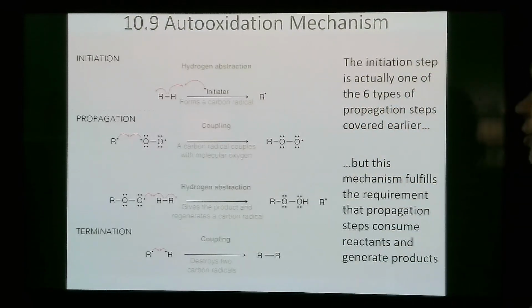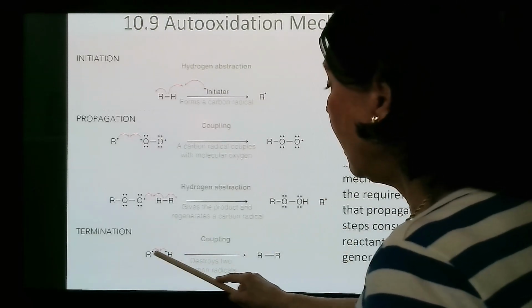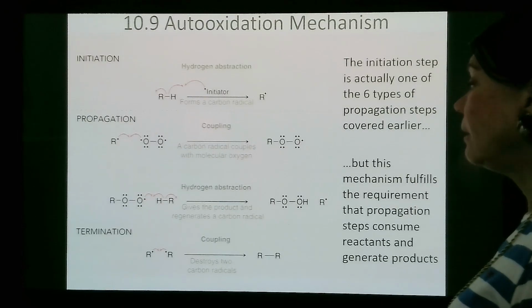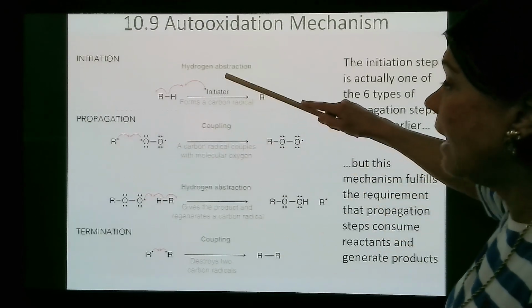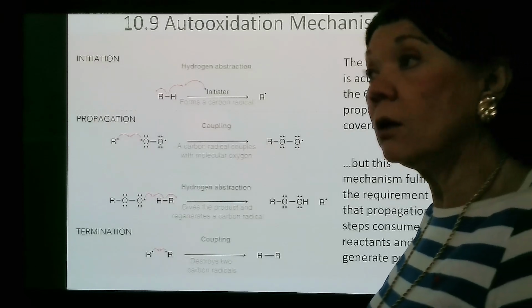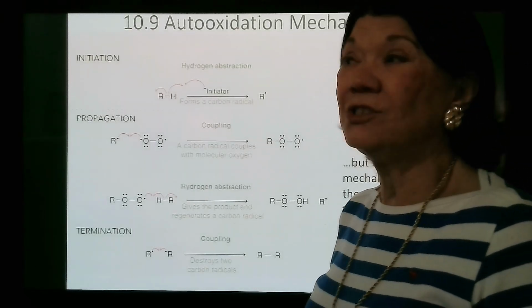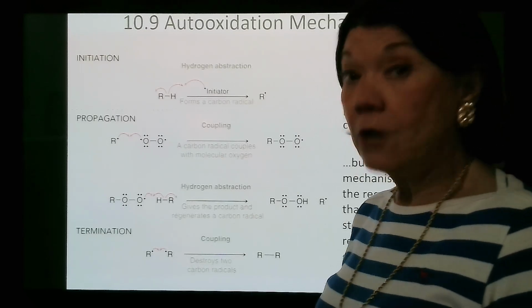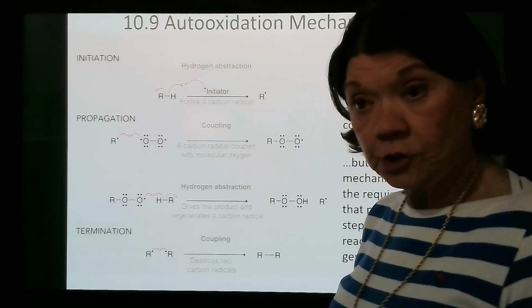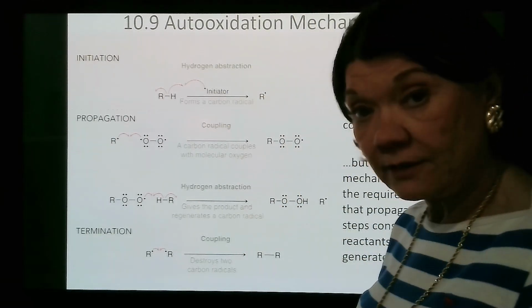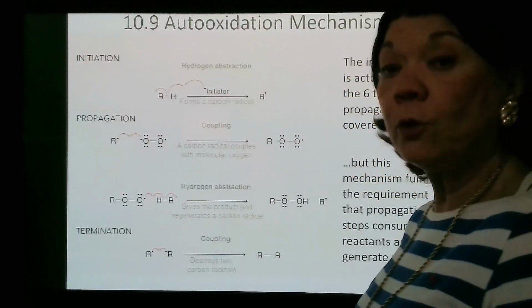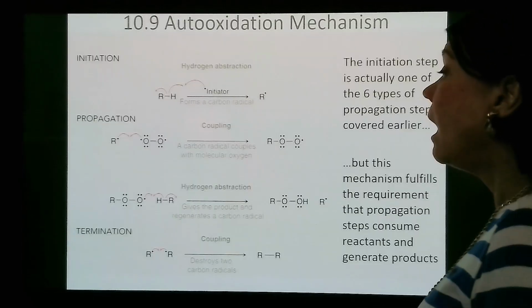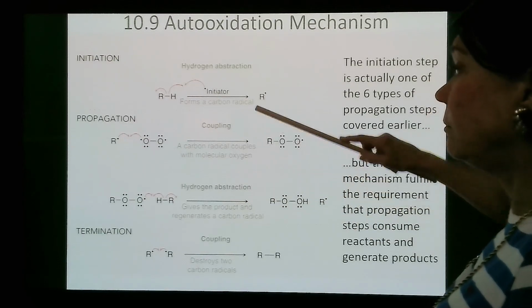Okay? And the termination is just the coupling of 2 R dots. It destroys the 2 carbon radicals. And so this mechanism, although it does have a different initiator than what you saw earlier, what you saw earlier was just a simple homolytic bond cleavage. That's obviously not the only type of initiation that exists. Here is one example of a different type of initiation step. The homolytic bond cleavage is the most common one, and so that's what you've seen mostly. But so that's a little bit different.